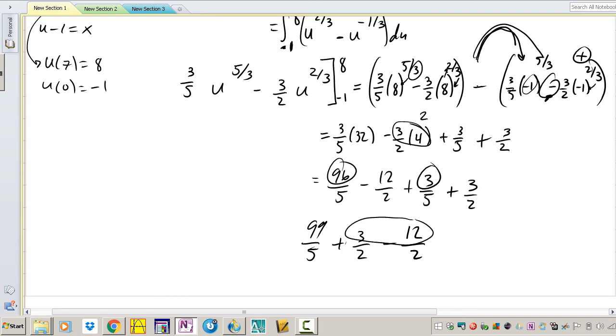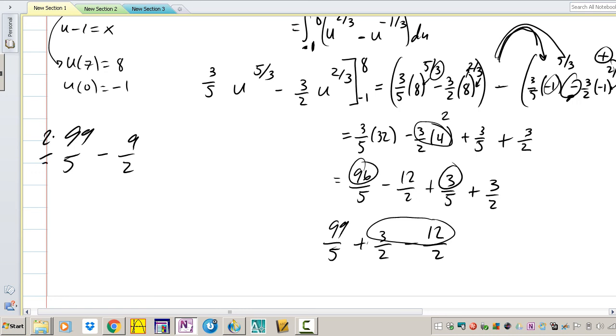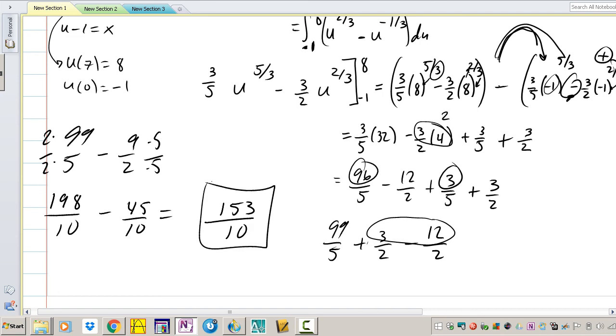So that when I have these two combined, this becomes 99 over 5, and now it's a negative 9 over 2. And then let's find a common denominator. Multiply top and bottom by 2, not 5, 2. This one is 5 times 5. So this becomes a minus 45 over 10. This becomes a 198 over 10. And now I can go ahead and subtract: 153 over 10. And we know that is our area.